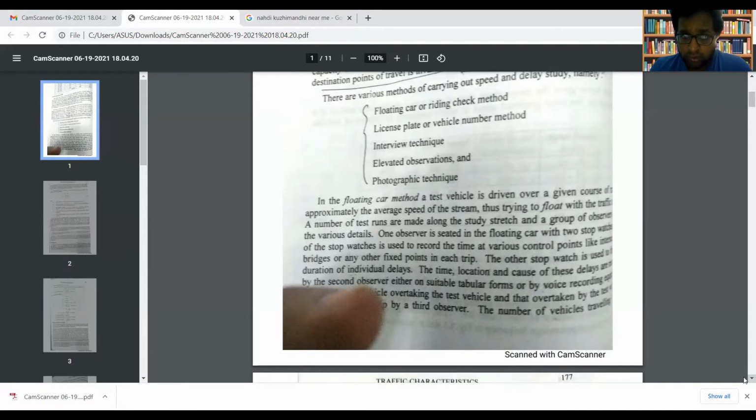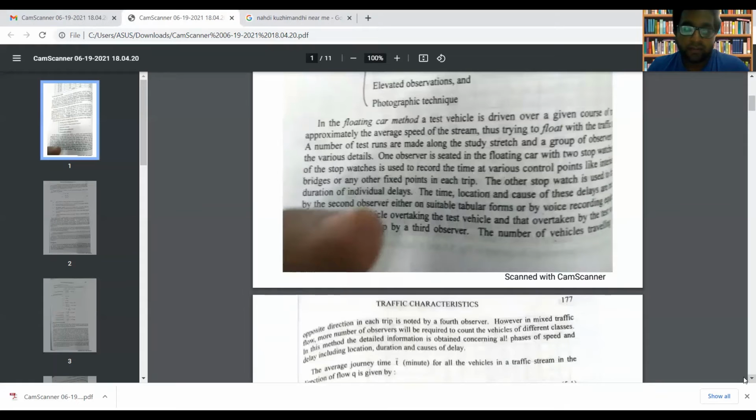So in the floating car method, we have a test car which is floating with the normal traffic, and a group of observers will be positioned inside the test car. One observer is seated in the floating car with two stopwatches. With the first stopwatch, the person will be recording the time at various control points, and with the second stopwatch, the individual delays will be clocked. Then the time, location, and cause of the delays are noted by the second observer in tabular form.